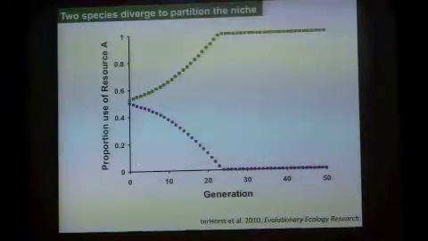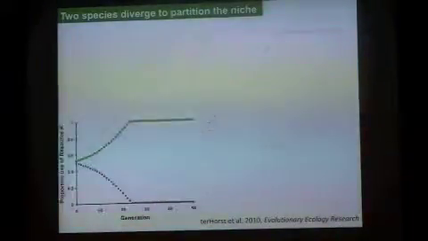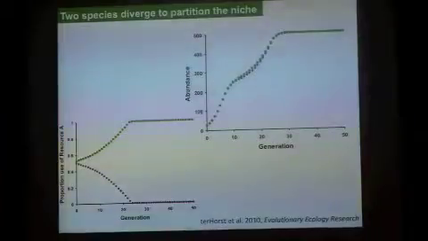And then we can track their resource use over generations. What we find is they partition the niche: the green species starts using resource A, the purple species starts using resource B, and that niche is completely partitioned. So that's exactly what we would expect from niche theory. And if we follow their population dynamics over time, with abundance now on the y-axis, they both do this logarithmic growth. They go up to some carrying capacity, and they're stable at that carrying capacity.